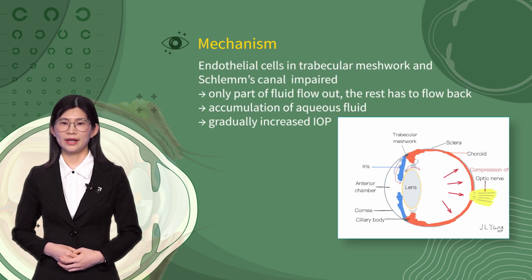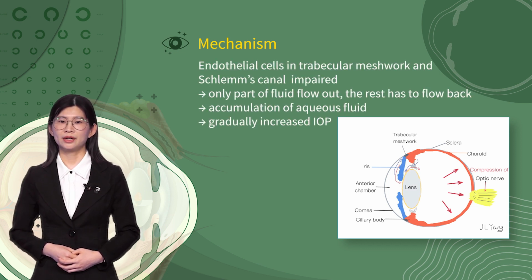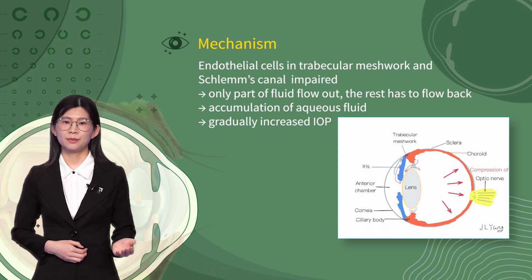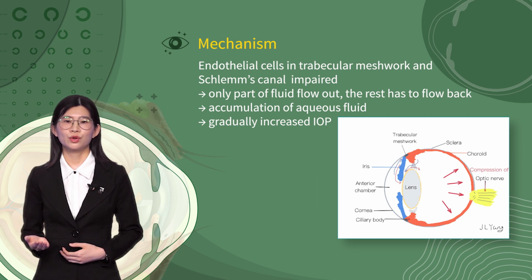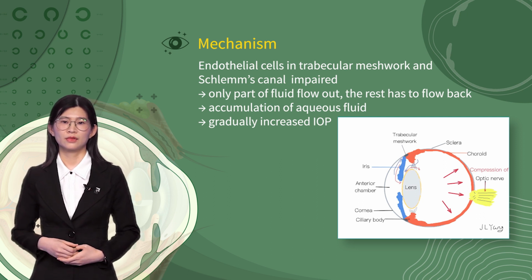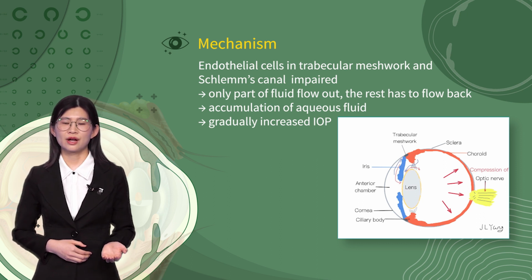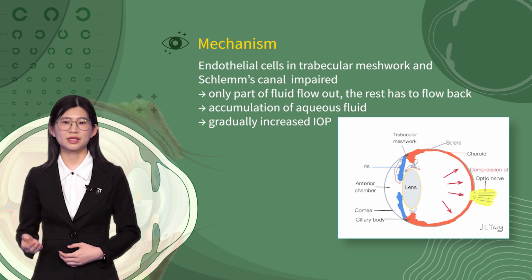However, in open-angle glaucoma, the anterior chamber is deep, the angle is wide. The pupil doesn't cause any blockage, but IOP will still increase. Although the anterior chamber angle is wide open, the endothelial cells in the trabecular meshwork and Schlemm's canal are impaired. Consequently, only part of the fluid can be drained, the rest has to flow back and gradually accumulates within the eye, which eventually leads to increased IOP and damage to the optic nerve.